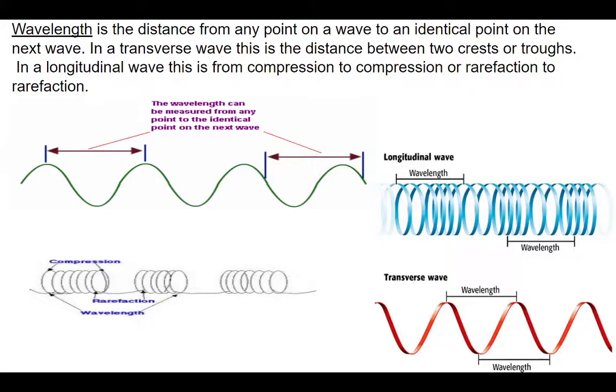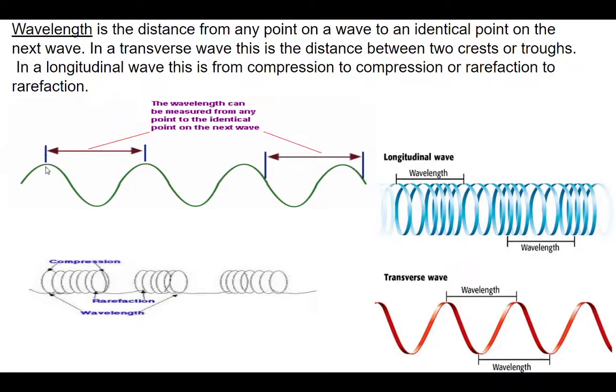Wavelength is kind of different. Wavelength is the distance from any point on a wave to an identical point on the next wave. In a transverse wave, this is the distance between two crests or two troughs. In a longitudinal wave, this is typically from compression to compression or rarefaction to rarefaction. And you're like, what does that mean? Good question. Let's take a look.